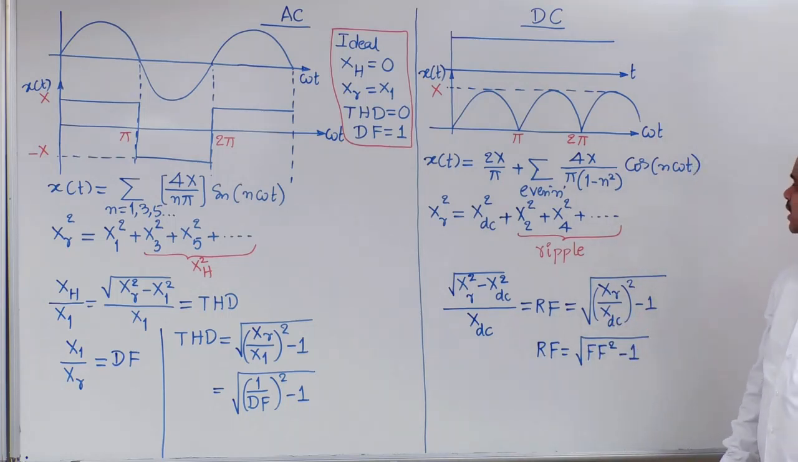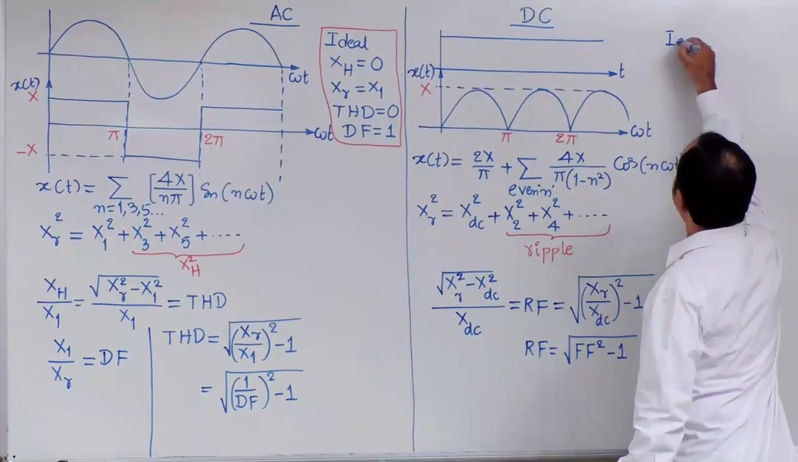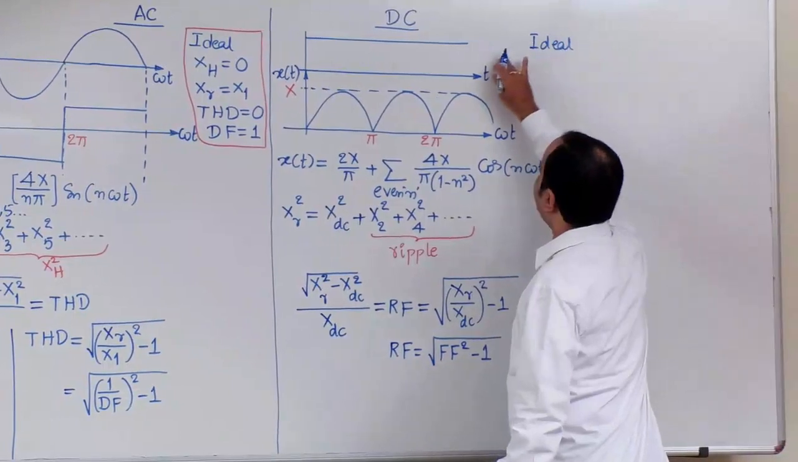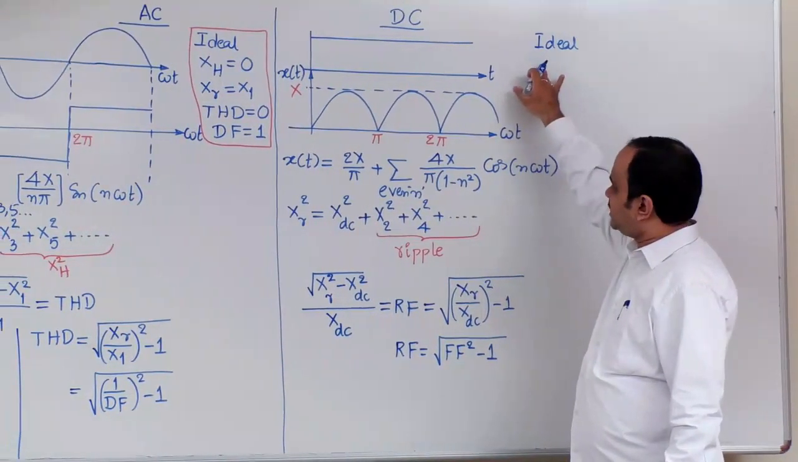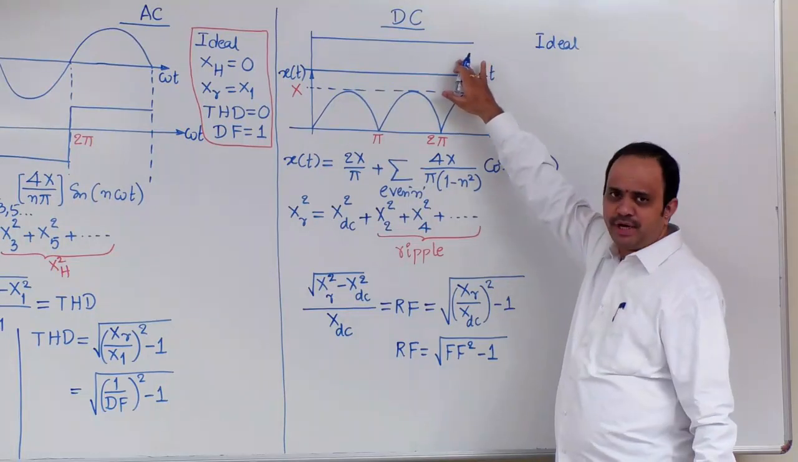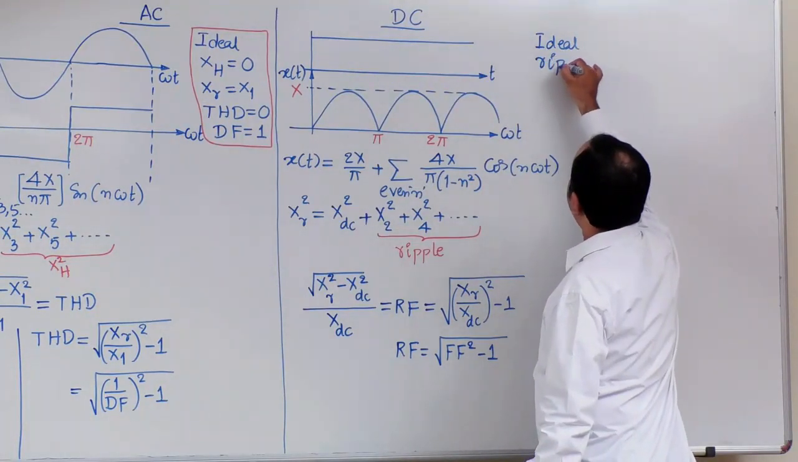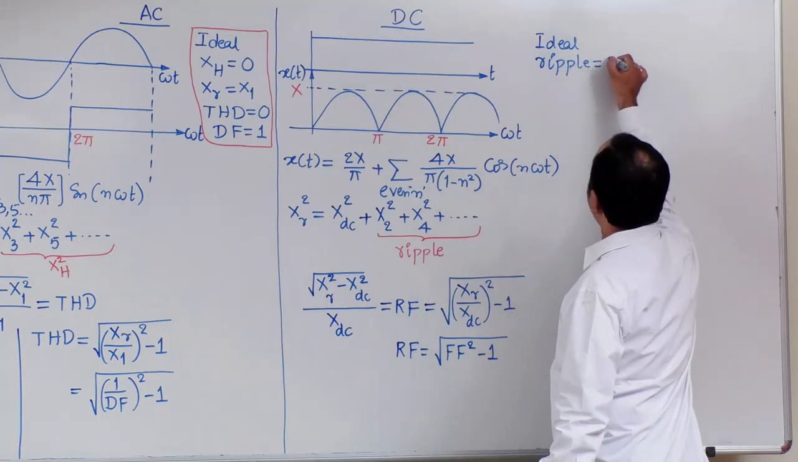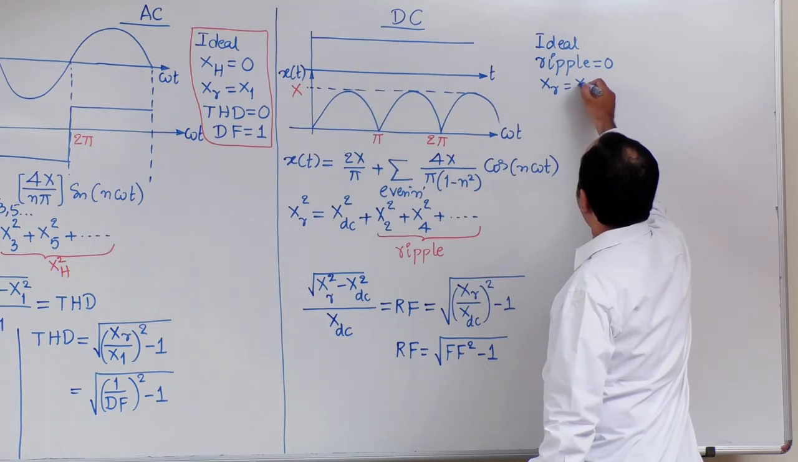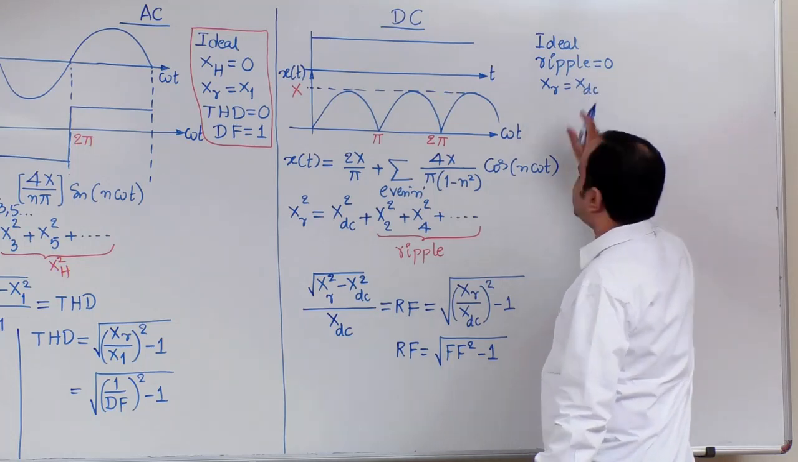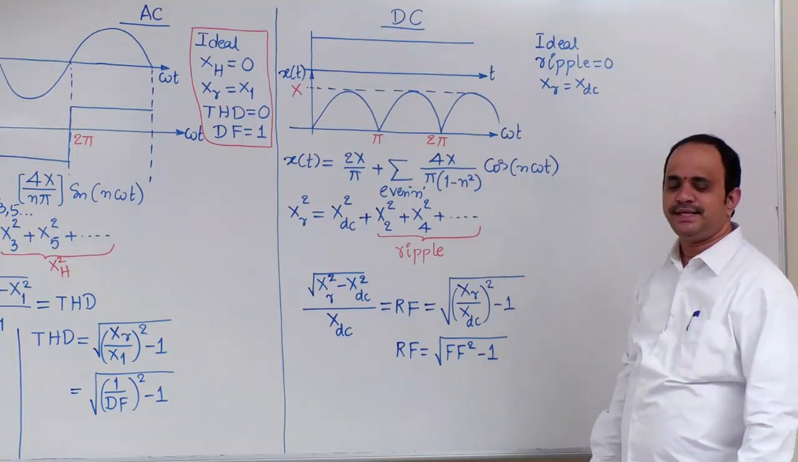Now, for example, if the waveform is an ideal DC waveform, we can say that there is no AC component in this. Therefore, I can write here: ripple component is equal to 0. So it will give you that RMS value is equal to average value, XR is equal to XDC.